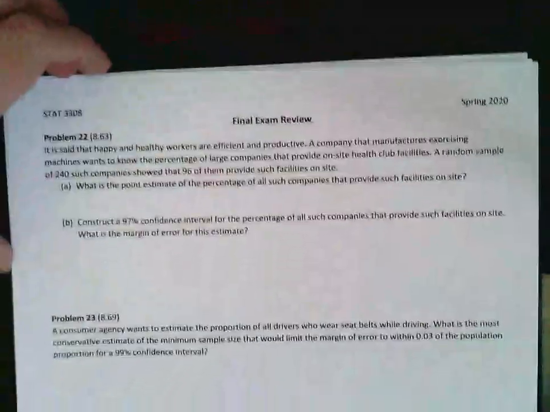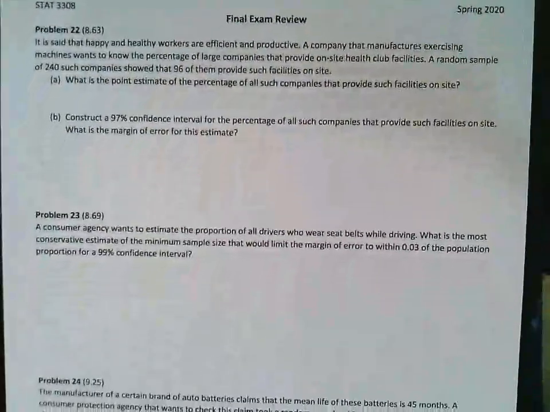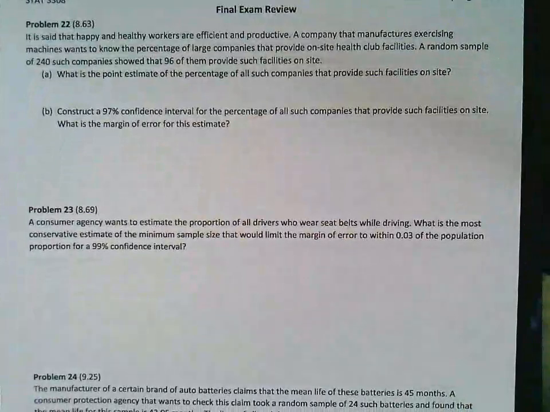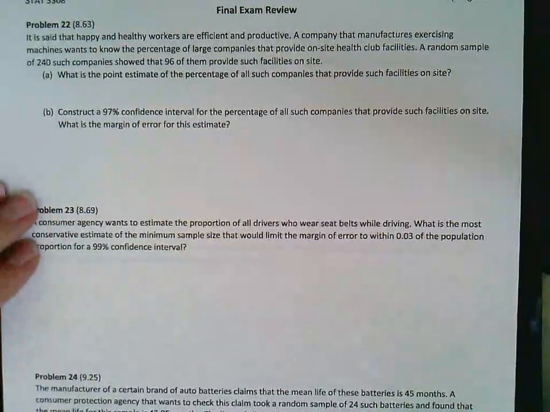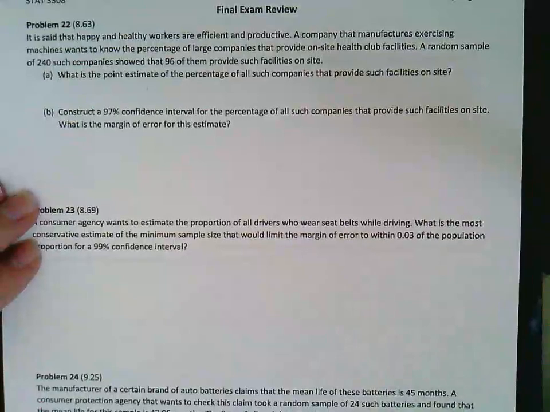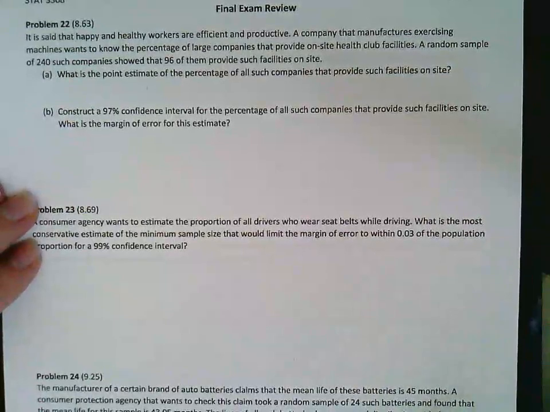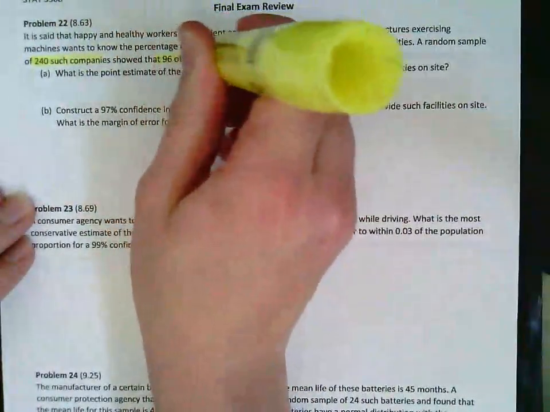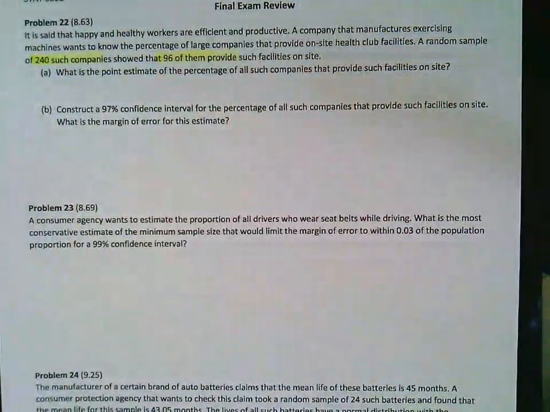All right, let's go ahead and look at proportions as well when we talk about confidence intervals. Okay, so we have a problem here from Chapter 8. It is said that happy and healthy workers are efficient and productive. A company that manufactures exercise machines wants to know the percentage of large companies that have on-site health club facilities. A random sample of 240 such companies showed that 96 of them provide such facilities on site.